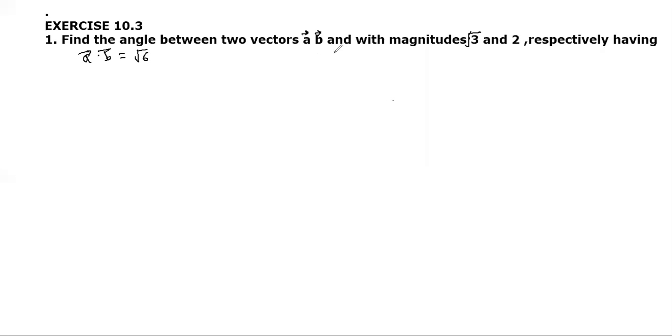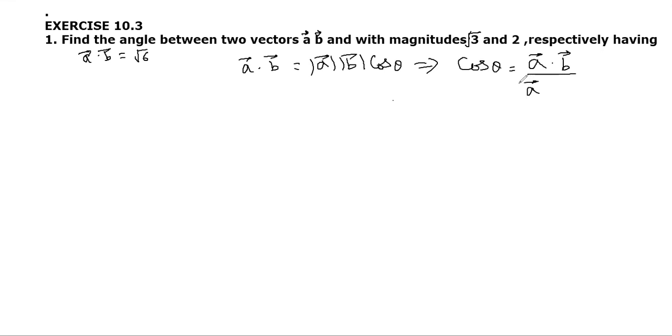So we have to find the angle between the two vectors. Their magnitudes are given, and A dot B is equal to root 6. Obviously we have to use the dot product, and you know that A dot B is equal to magnitude of A into magnitude of B cos theta. Therefore cos theta will be equal to A dot B divided by magnitude of A into magnitude of B.